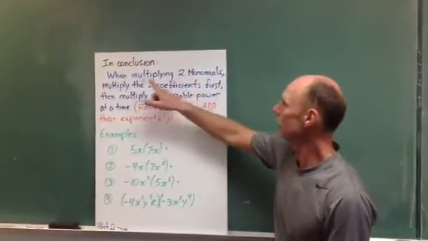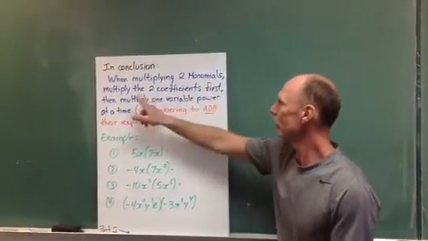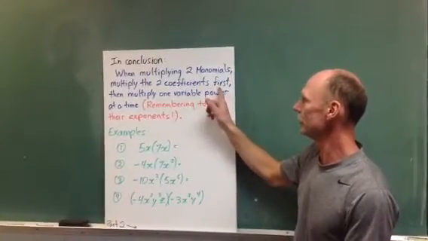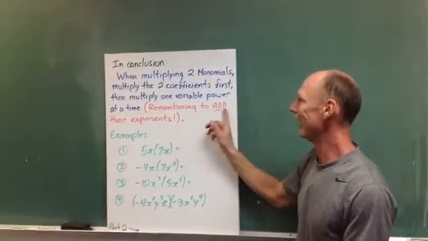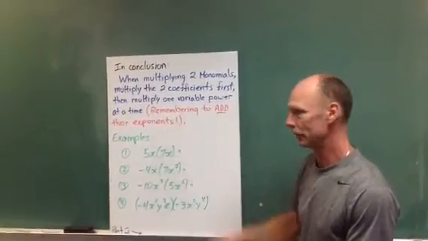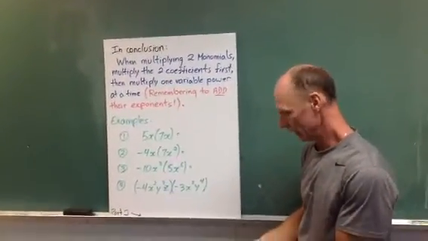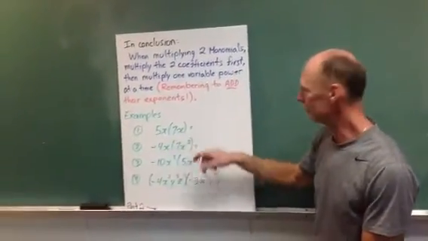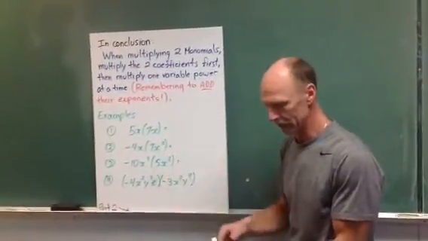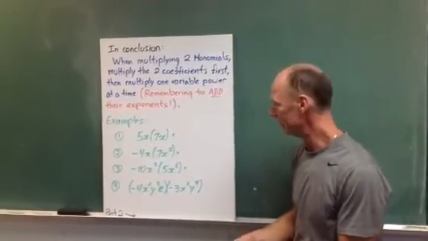Okay, so in conclusion, when multiplying two monomials, multiply the two coefficients first, then multiply one variable power at a time, remembering to add their exponents when you multiply powers with the same base. So here's some examples. These are much too complex for algebra tiles, but we can use the same process.